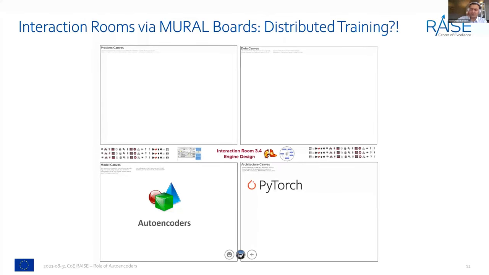Coming now more concretely to the role of autoencoders, you may ask: we had, of course, these Mural boards now essentially done for all the different nine use cases. You see we have a problem canvas, showing more or less the scientific problem behind it. Then the data canvas, showing what data is available, what can be used for training, testing, and potentially validation data. And in the model canvas, we focused mostly on the AI models.